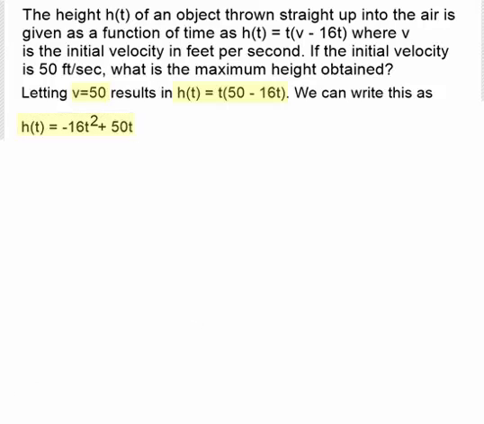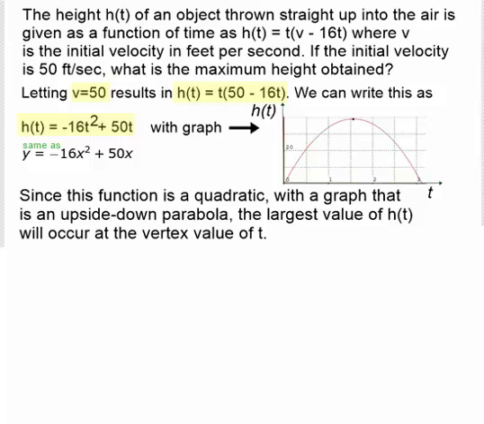Now this is really the same thing as y equals negative 16x squared plus 50x. What we're going to do here is find the x value that gives us the maximum y value. Well, this is a parabola. In fact, it's an upside down parabola. So the largest value of h of t is going to occur at the vertex.